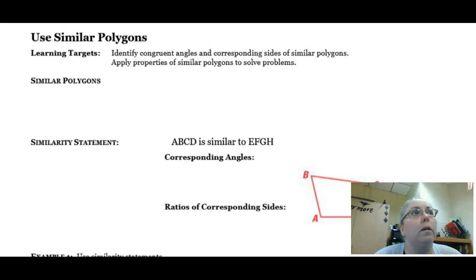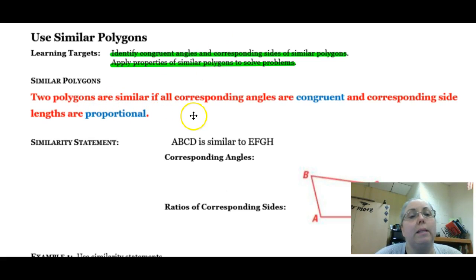Use similar polygons. So today we want to identify congruent angles and corresponding sides of similar polygons, and then use the properties of similar polygons to solve problems. So first, what are similar polygons? Two polygons can be similar if all of your corresponding angles are congruent, so every angle congruent, and all corresponding side lengths are in proportion, so they have the same proportion between the two.